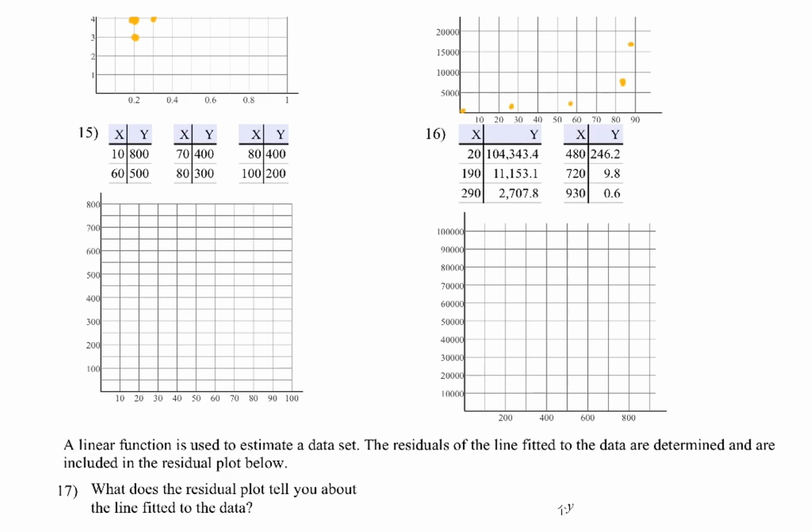All right, 15 and 16, though, same idea. (10, 800), (60, 500), (70, 400), (80, 300), and (100, 200). That one was pretty easy because the numbers all kind of matched up. Whereas if we look at 16, here's another one. That would be 100, which is not going to match up so much. So 20 and then 104 would be up here somewhere. And 190 and 11,000 would be up here.